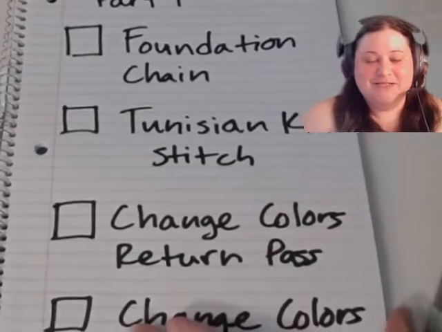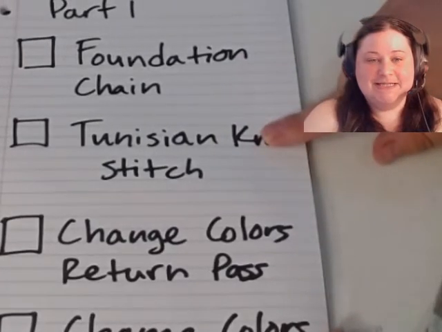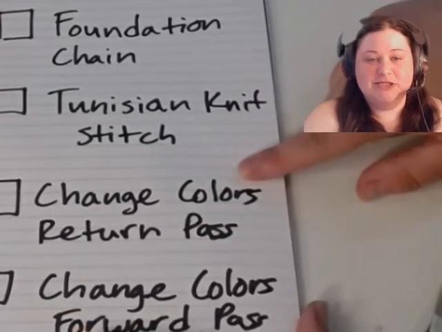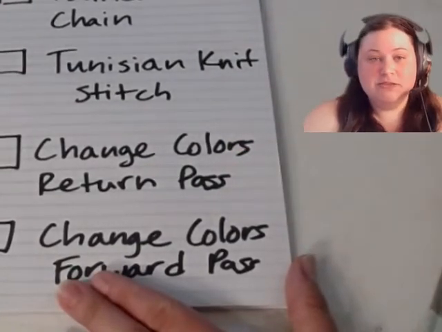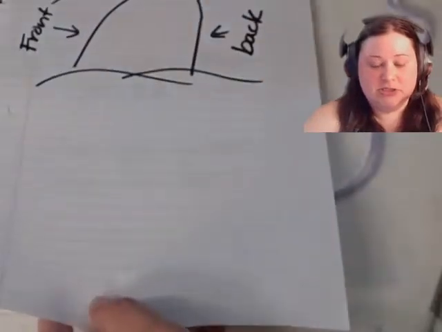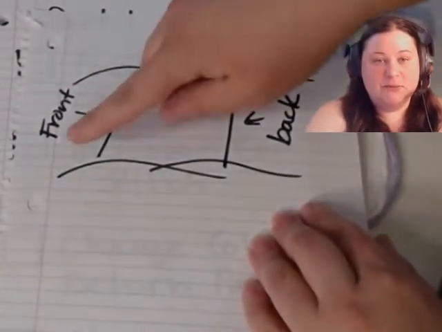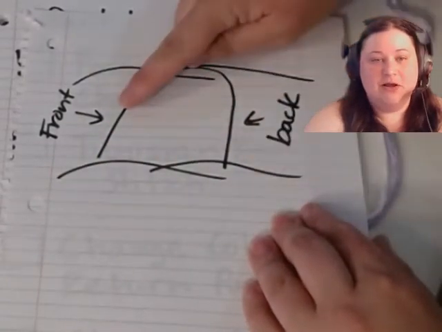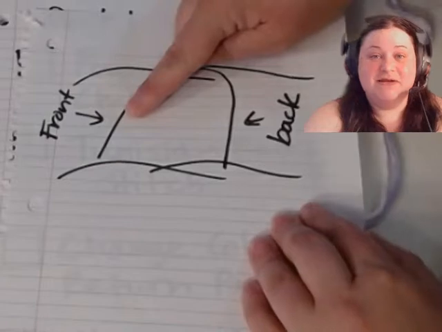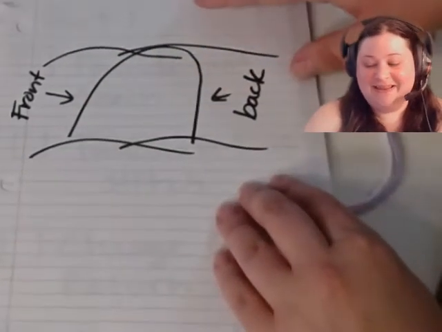Last time we learned how to build a foundation chain, how to create a Tunisian knit stitch, how to change colors on the return pass, and how to change colors on the forward pass. We also learned a little bit about the structure of Tunisian crochet stitches, where we have horizontal bars at the top and bottom, and we have some vertical bars. One is called the front bar because it lays in front of the other, and one is called the back bar, of course, because it lays behind the other one.